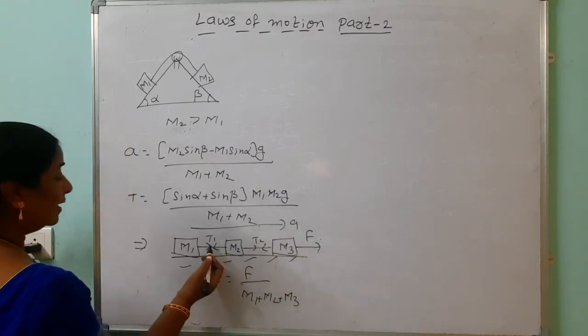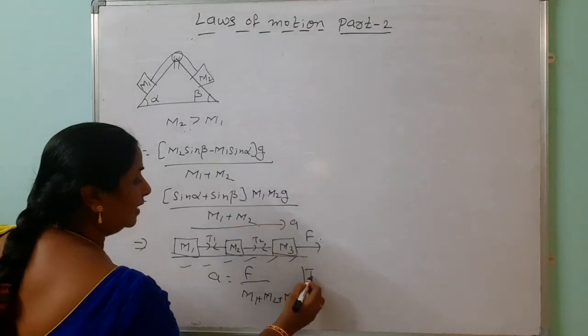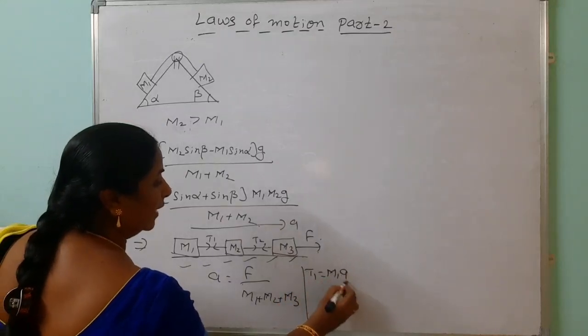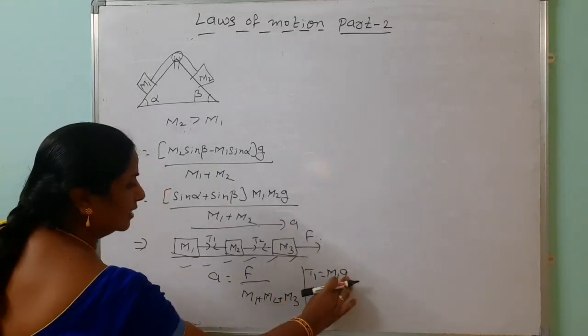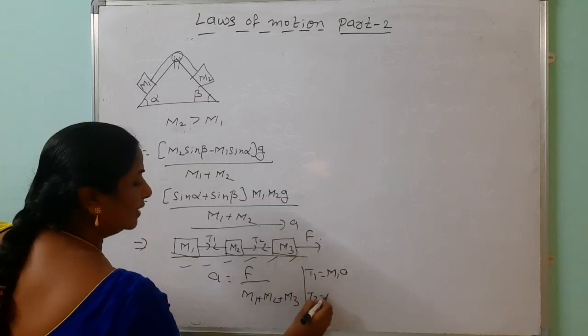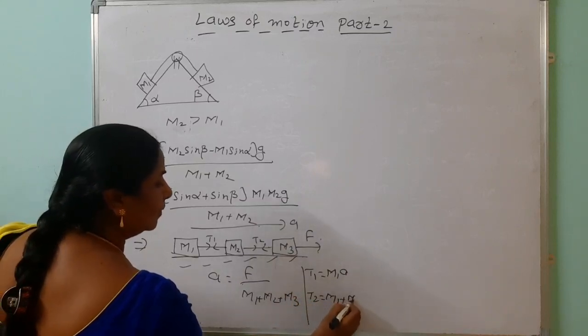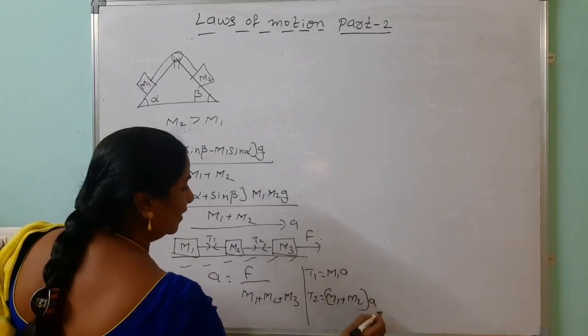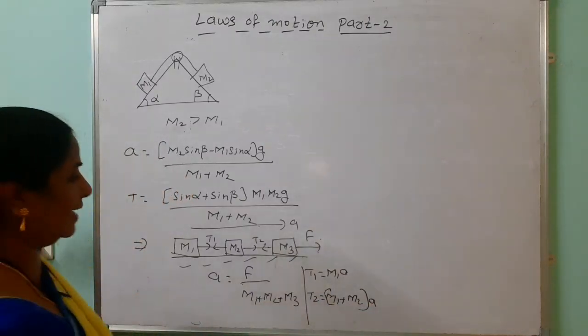Like the tension, this tension belongs to the first one, meaning T1 equals M1 into A. Instead of A we can write this expression also. Like T2 equals how much? M1 plus M2 into A. Like that we can find out T1, T2 and the acceleration.